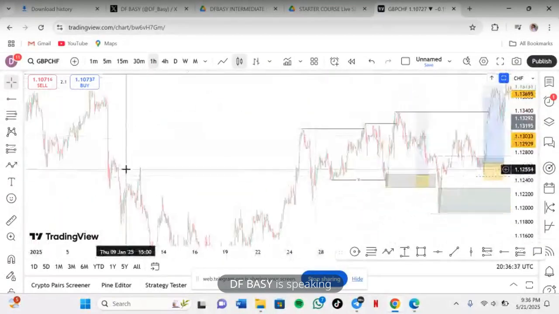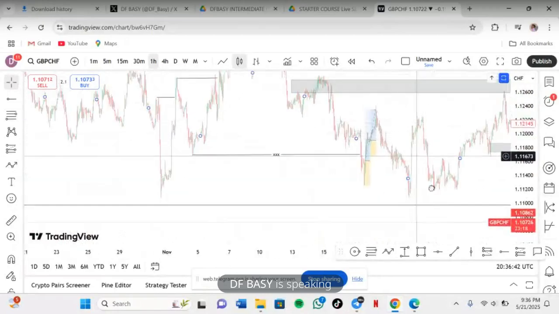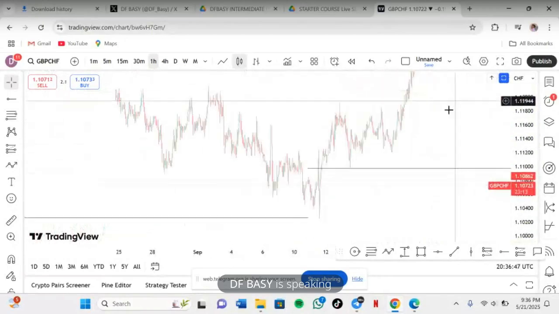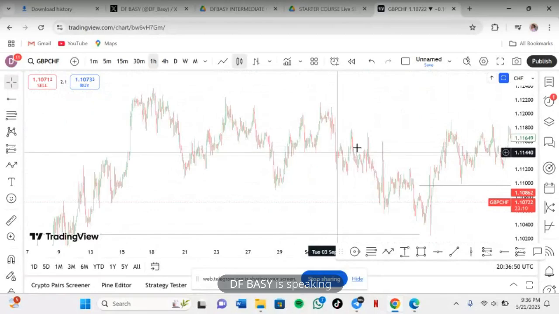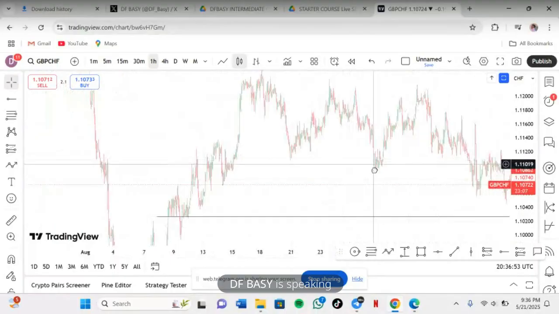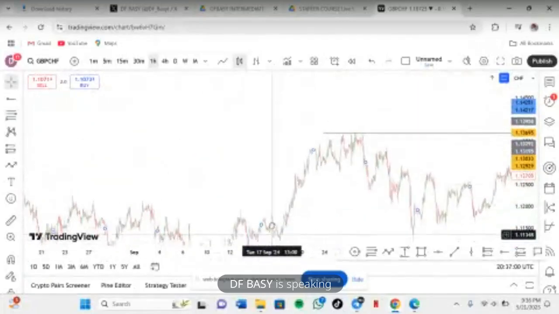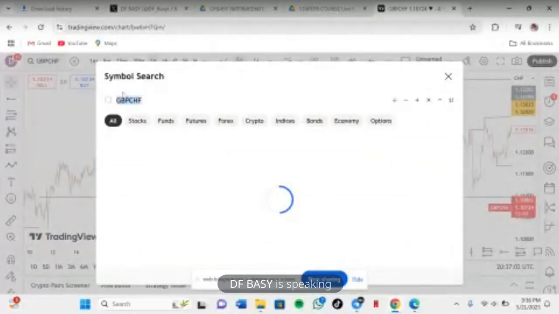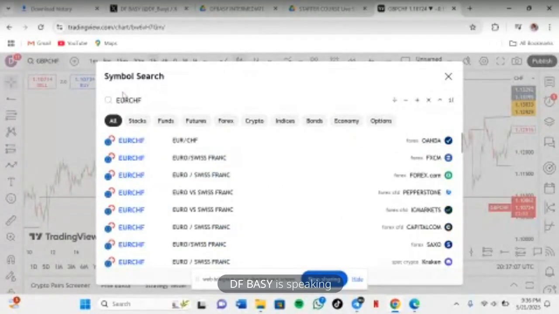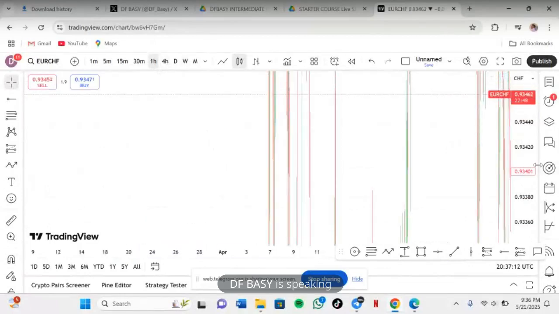Yeah, the market structure was still clean here. Market structure. Okay, this is an example at this point here. Oh, sorry, it's EURCHF, sorry.